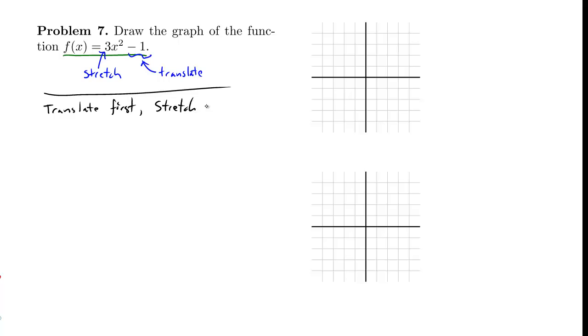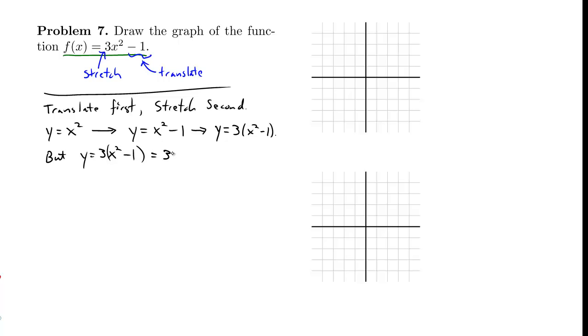If we translate first, we get y equals x squared minus 1. Stretching this function by a factor of 3 multiplies by 3. So we get y equals 3 times x squared minus 1. So y becomes 3x squared minus 3. Since 3x squared minus 3 is not the formula for f, f is not obtained by translation first and then stretching afterwards.